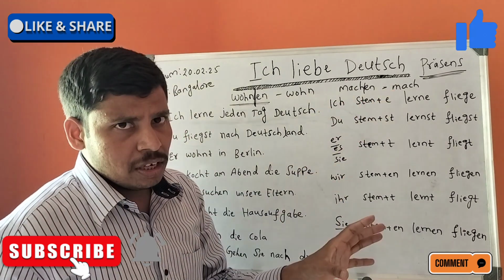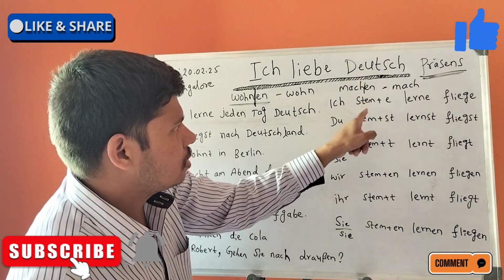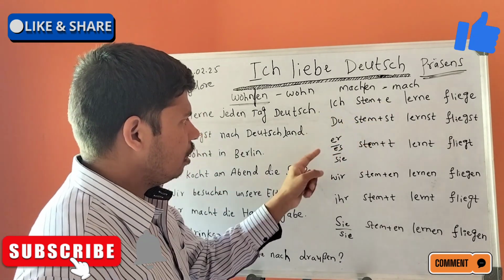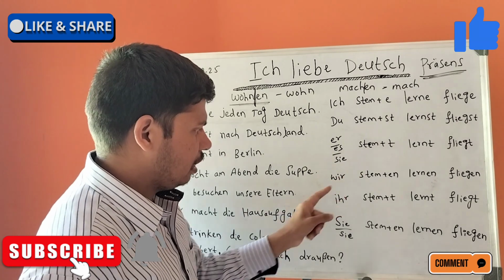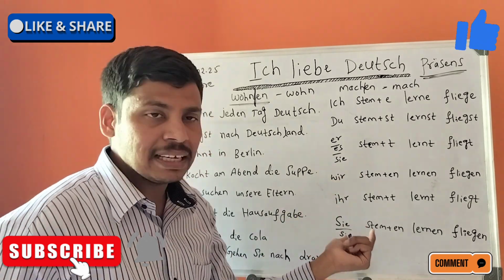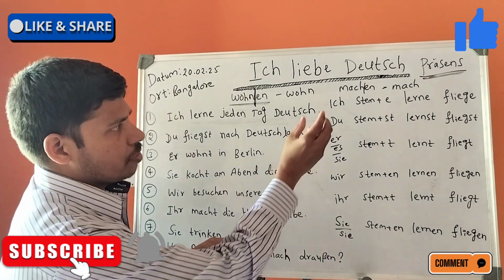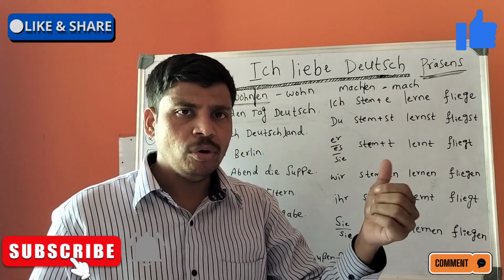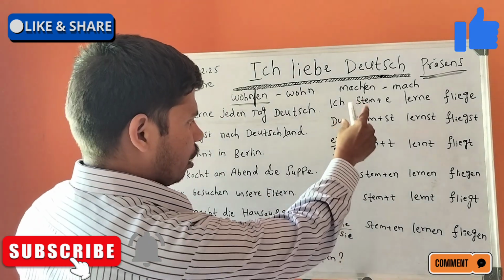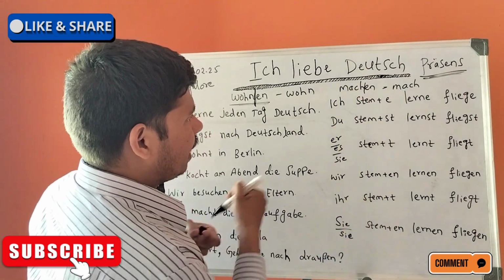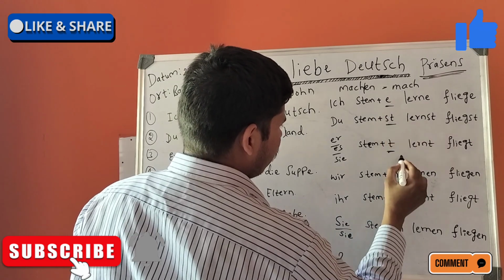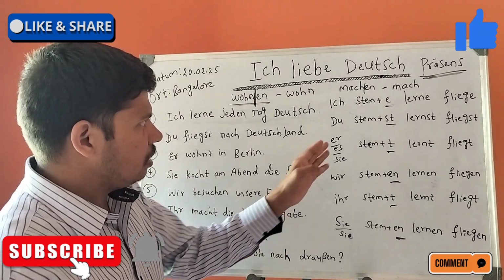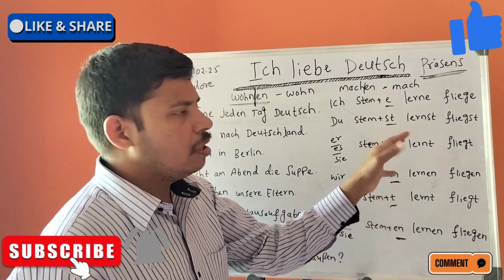So if you want to write the conjugations: for ich, stem plus e; du, stem plus st; er, sie, es, stem plus t; wir, stem plus en; ihr, stem plus t; sie, stem plus en. So what is our stem? Again, if we remove en from any verb, it becomes the stem or the root word. By looking at the endings, we shall write the conjugations of the verbs.